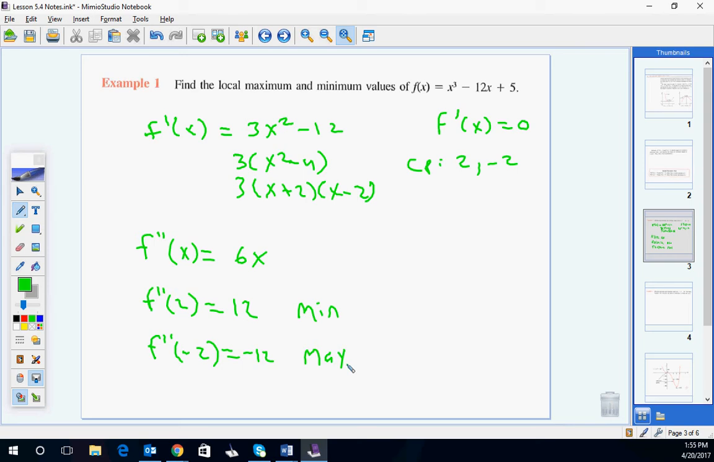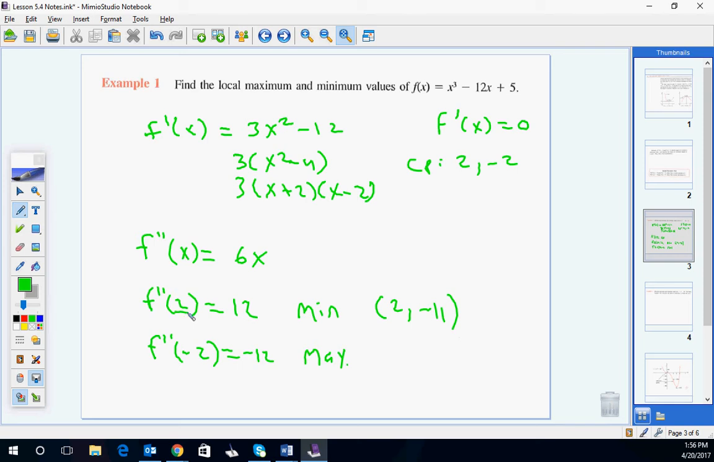To figure those points out, we take 2 and plug it into the original. So what is that local min or max? Just doing that quickly, the point we're talking about for that min is 2, so that's 8 minus 24, negative 16 plus 5, negative 11. So (2, negative 11) is a min. And then our local max is at negative 2, which would be negative 8 plus 24, 16, plus 5, 21.